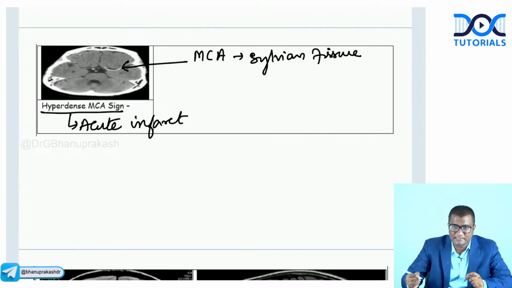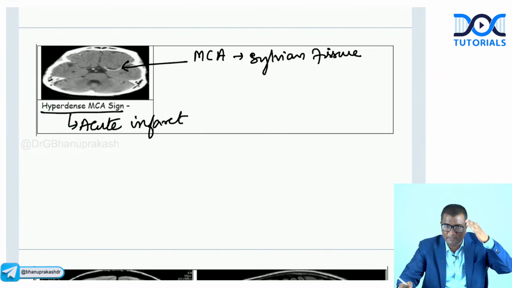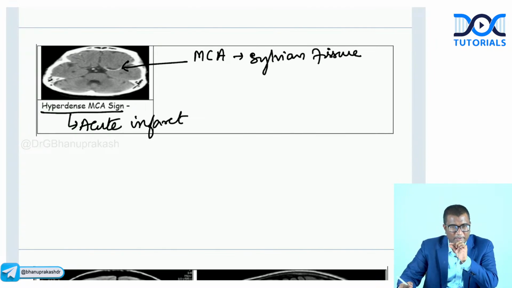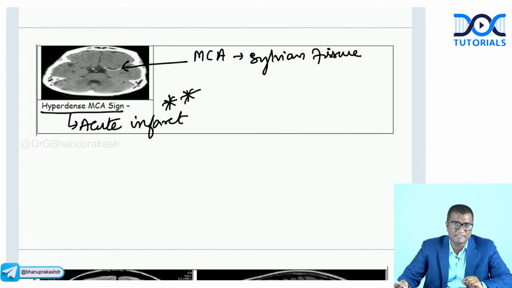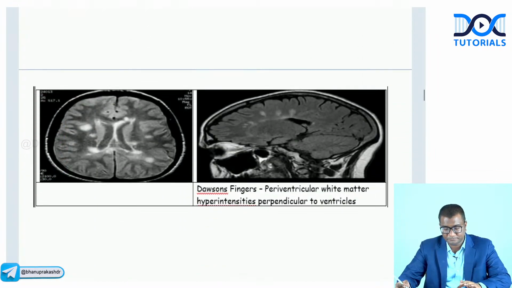Like the delta sign we saw in superior sagittal sinus thrombosis, in the same fashion when you have a thrombus in the middle cerebral artery, that will become more dense, more hyperdense. So hyperdense MCA sign is also a clue of acute infarction. The rest of the CT scan may be normal. The only clue you may have is a hyperdense MCA. You should think of acute infarct, a very important sign, right? Hyperdense MCA sign is a sign for acute infarct.